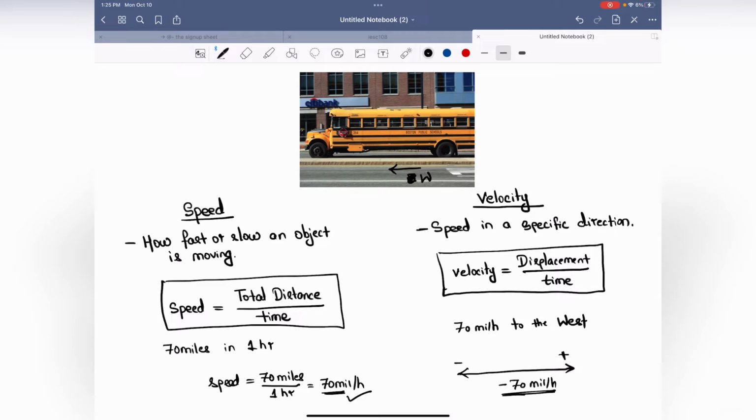Whereas velocity can be negative if it's going to the left or if it's going down, but positive if it's going to the right or going up. We'll talk more about this later. But for now, this is what you should know. What is speed and what is velocity? If you remember from previous videos, velocity is a vector because it has a direction, whereas speed is a scalar because it only has a number. There is no direction to speed.